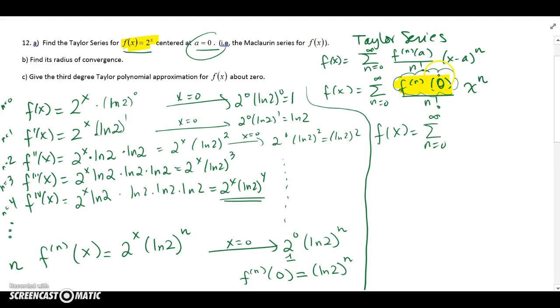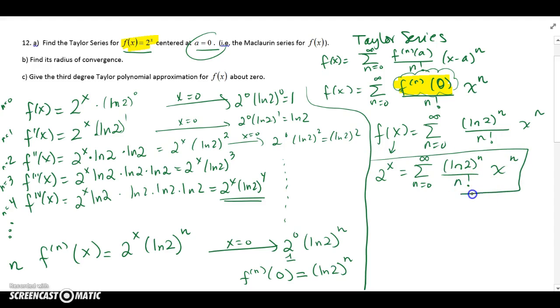So instead of the highlighted piece, I'm just going to put ln of 2 to the n. The n factorial was already there, x to the n, and I'm pretty much done. My exponential function 2 to the x, centered at 0, has these Cn, or these coefficients, for x to the n. So I got the Taylor series representation for it. That was part A. I was able to figure out a pattern for the nth derivative at 0.